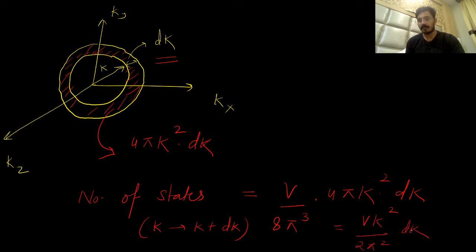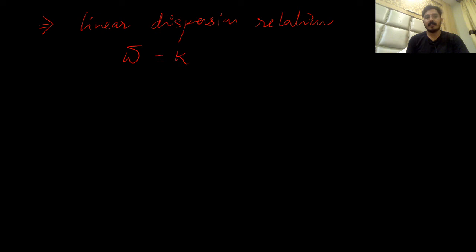Cool. Now we know that I am taking the linear dispersion relation, which is k equal to omega by v. So omega is equal to k into v. For waves we know that the wave vector k is omega by v. This is the linear dispersion relation.